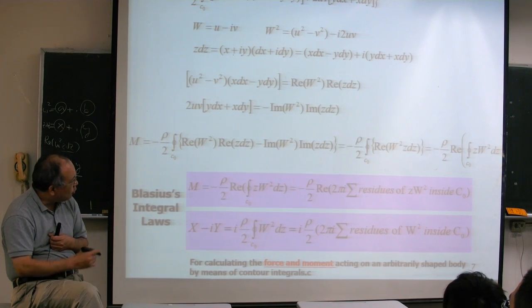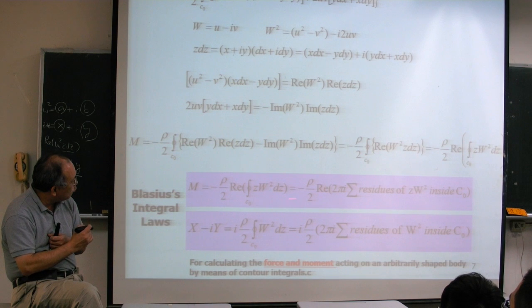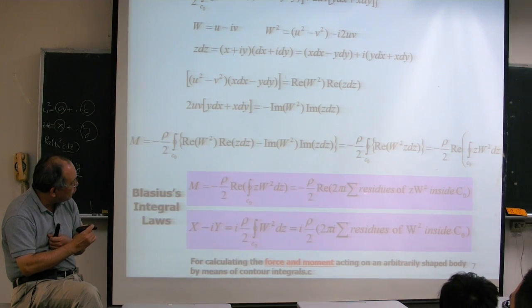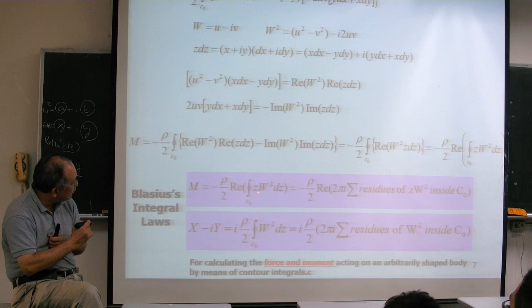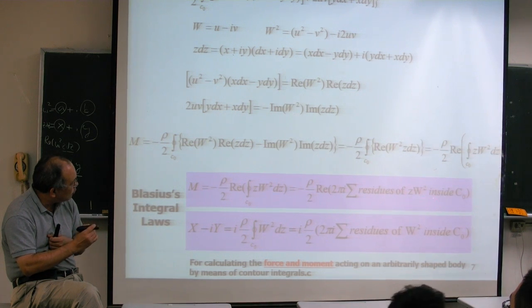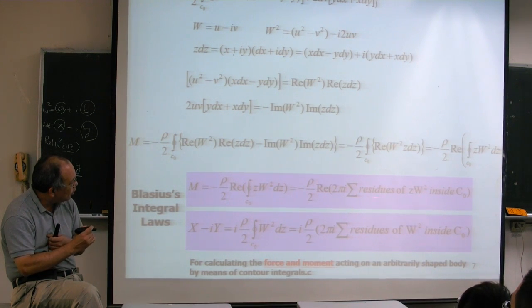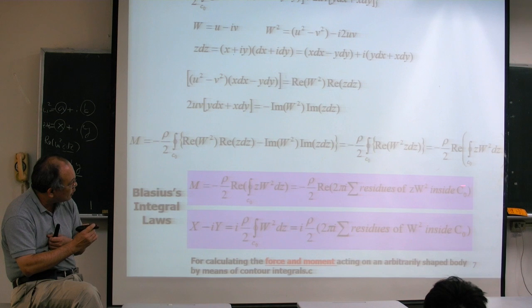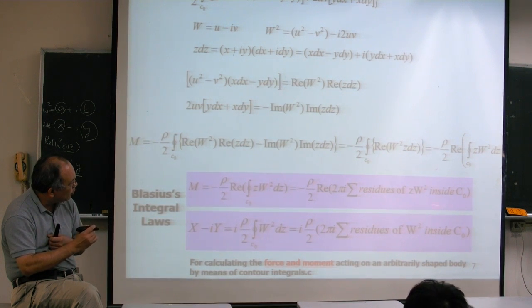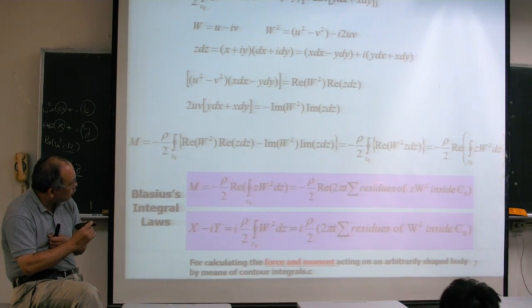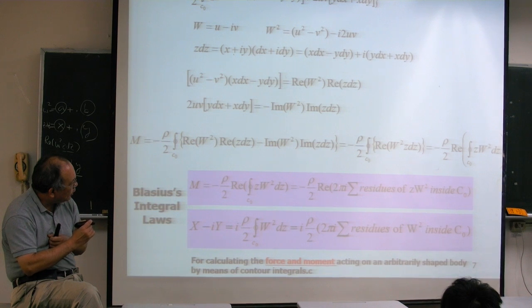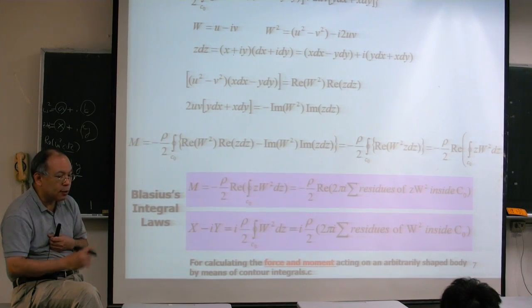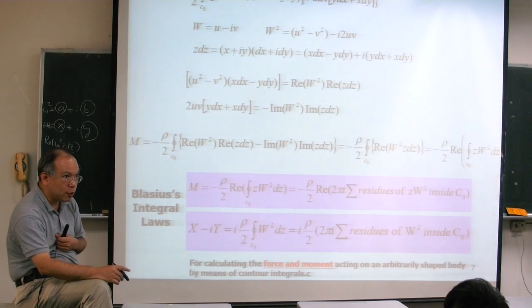Okay. So this integral will be equal to 2 pi i summation of residual of this w squared inside of this. Okay. So once you can find all the residual for this function within this contour, and we can summation of everything of this residual together and times 2 pi i, and it will give you this integral. That's a complex function integral.